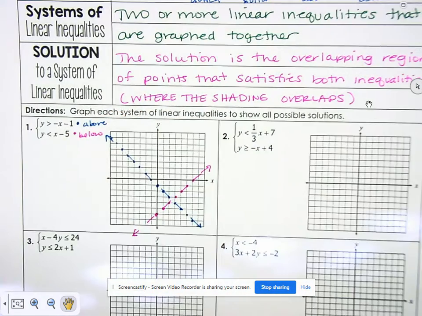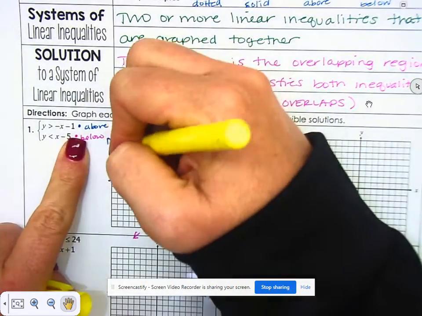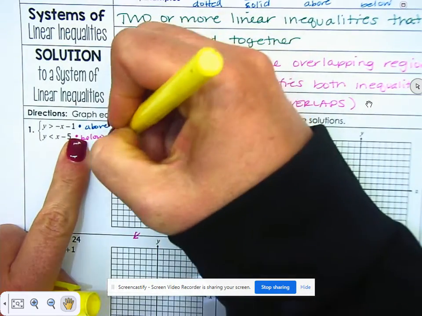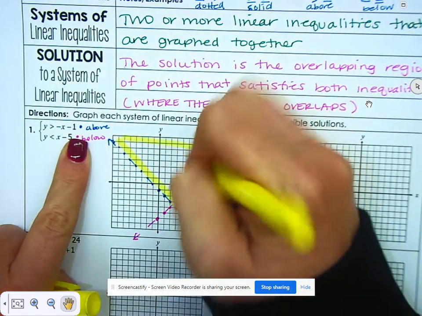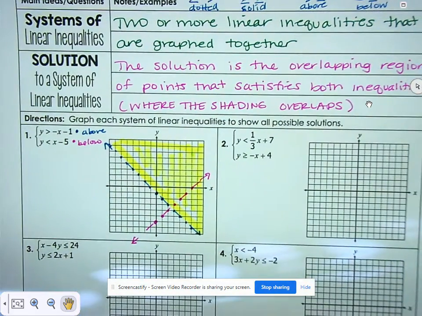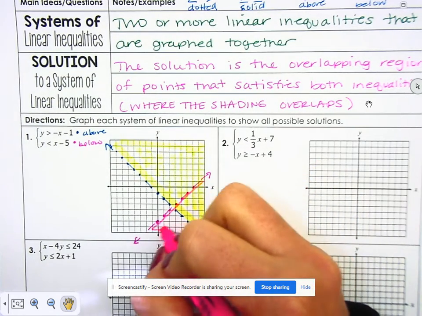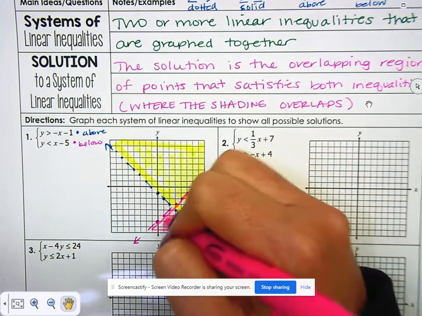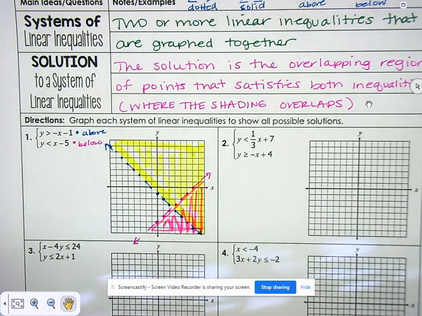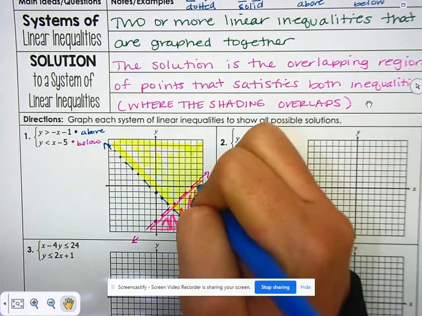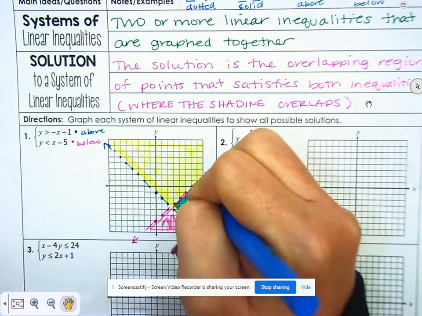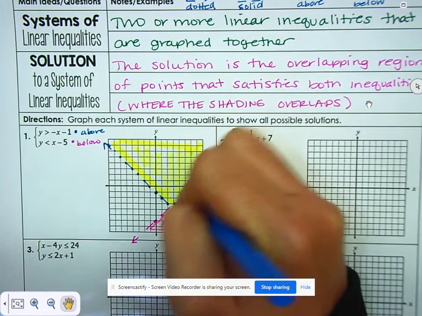For the blue line, the above is going to be everything up here. And then for the pink line, below is going to be everything down here. So if you notice, the two colors, my pink and my yellow, overlap in this little area right here. So you need to make sure that this area is the darkest shaded area of your graph.